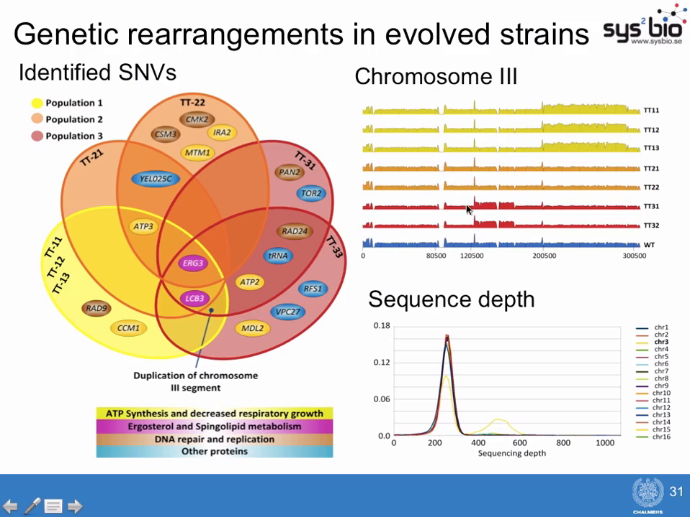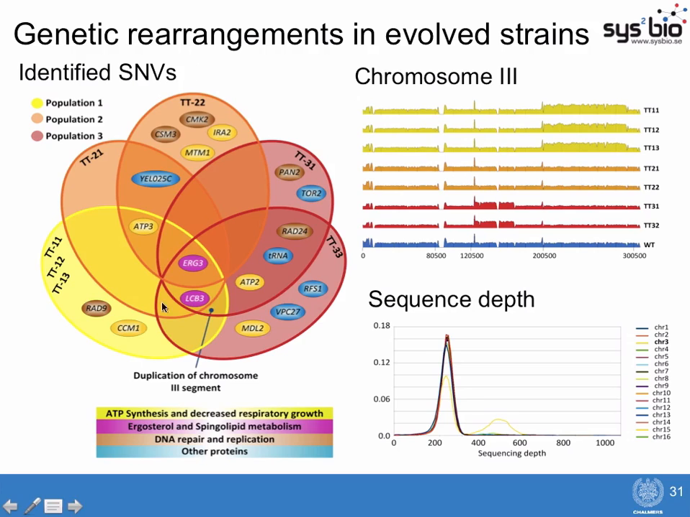But interestingly enough, it turned out that in one of the other flasks, where we isolated 2 clones, there was not this duplication. So that hinted that it is associated with this adaptation to grow at higher temperatures, but it's not really an essential requirement.